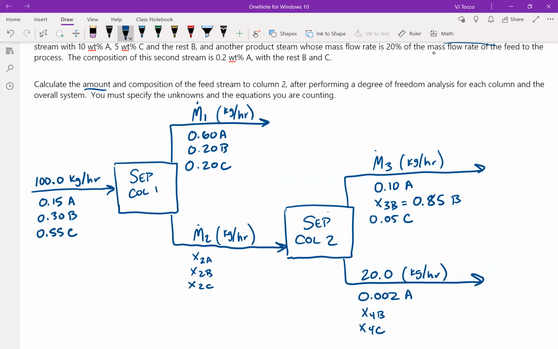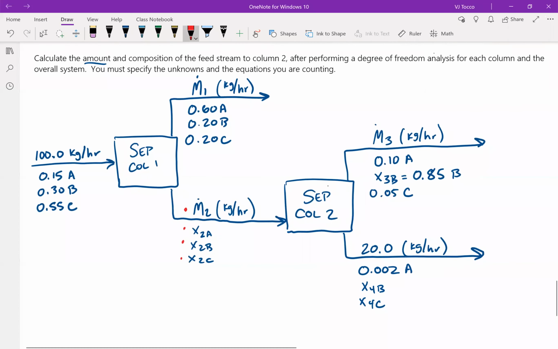Okay, so again, the goal here is to identify what we want to solve for. And I'm just going to put a red dot by the variables I want to solve. That always helps me keep it clear in my head. I want to obtain what these 4 unknowns are. So the first step after you've done the degree of freedom analysis is to decide where to start. And you decide where to start by performing a degree of freedom analysis.